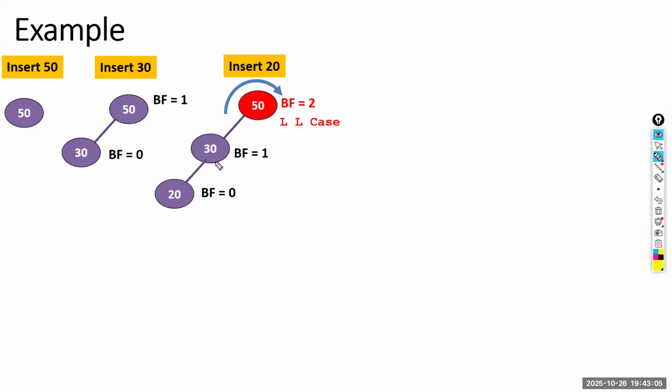So this is a left-left scenario. Left-left scenario means you need to do a right rotation on this. So then 30 goes up, 50 will come down, 20 will also come with 30.